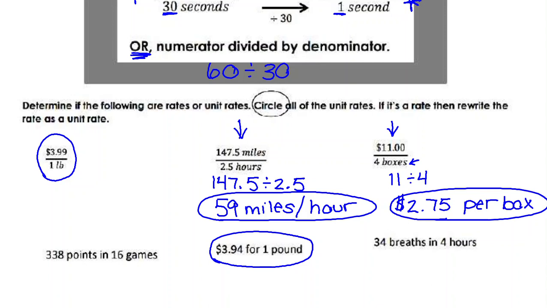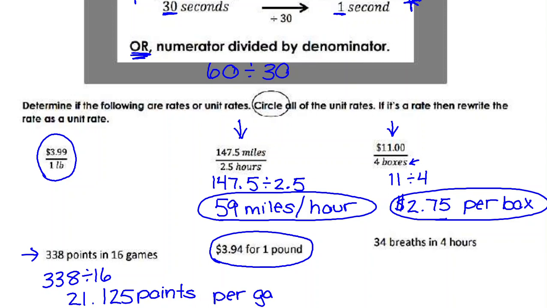Okay, if I look at the next one here, all I'm going to do is divide. So it's 338 divided by 16. And when you get the answer to that one, you get 21.125 points, because I was finding points per game. So I'm just writing the label for what the two things I'm comparing are.